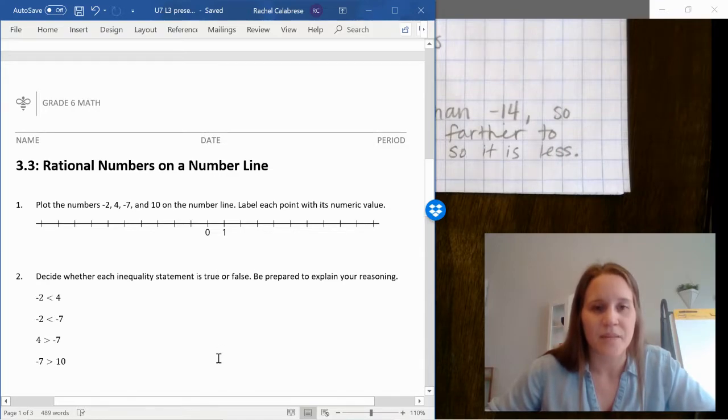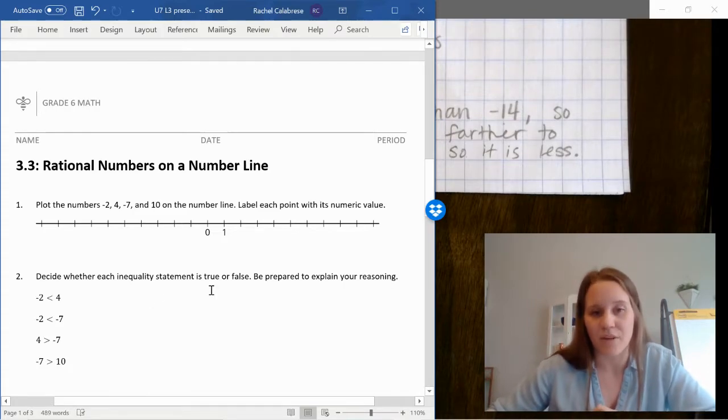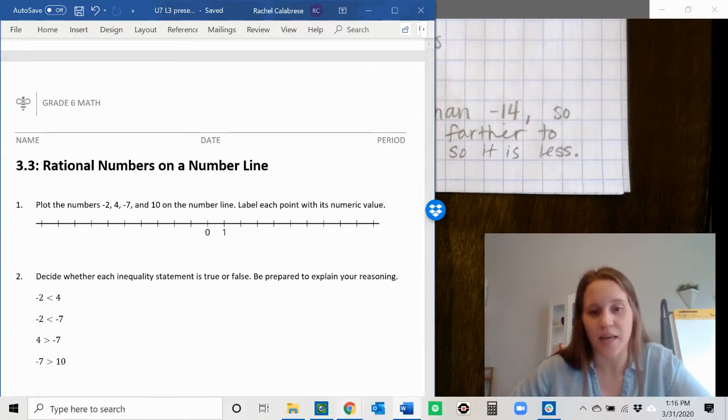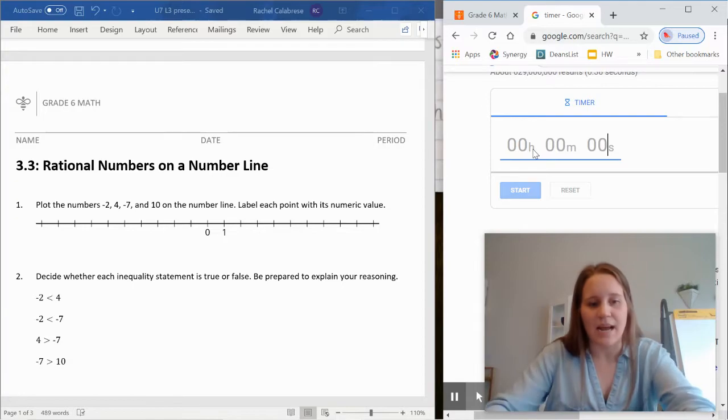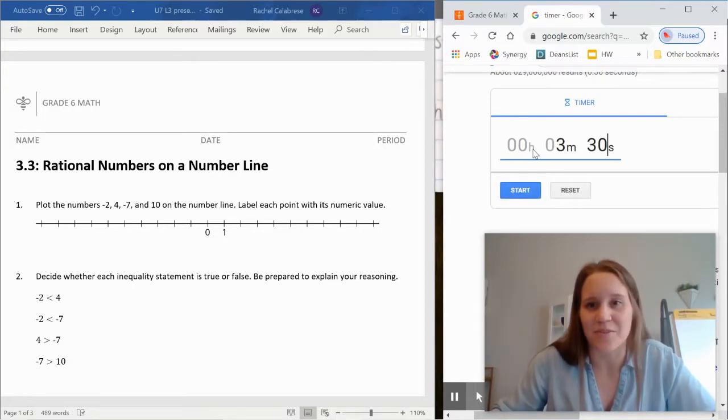I also want you to answer question 2. Decide whether each inequality statement is true or false. Be prepared to explain your reasoning. Okay, so this first one says -2 is less than 4. You decide, is that true or is that false? Okay, be prepared to explain. I'm going to set a 3.5-minute timer. In the next 3.5 minutes, I want you to complete those 2 questions on your paper. Go.